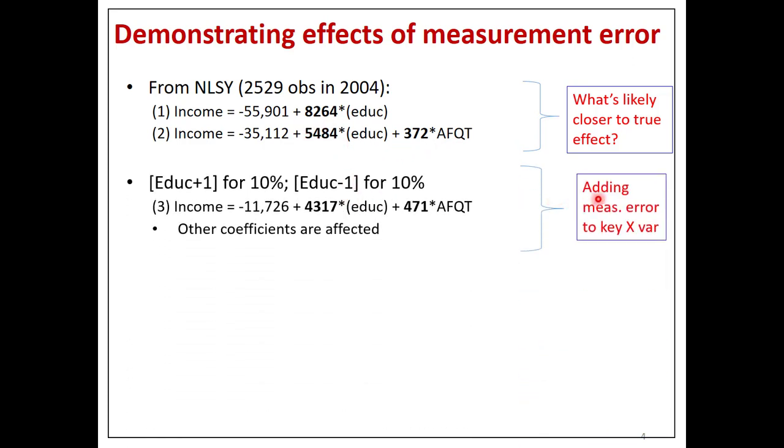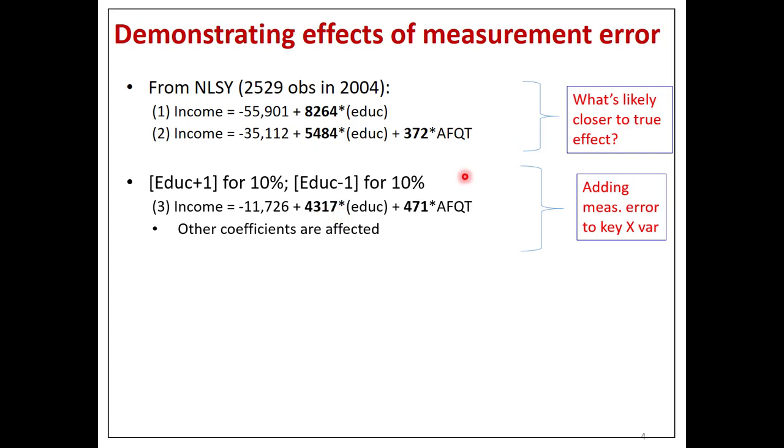Okay, so now let's add some measurement error to the key X variable. The key X variable would be years of schooling or education. And so what I did is I added 1 year of schooling for a random sample of about 10%. I subtracted 1 year of schooling for a random sample of about 10%. And look what happened to the coefficient estimate. It went from 5484 down to 4317. Okay, and that's typically what happens. When it's random as to who gets misclassified, then it's going to be biased towards 0.